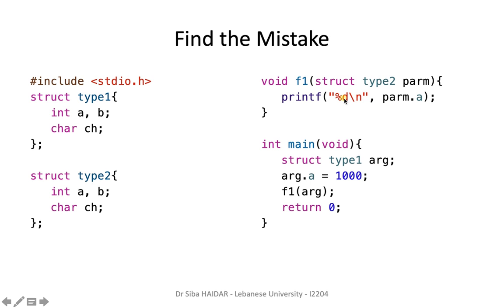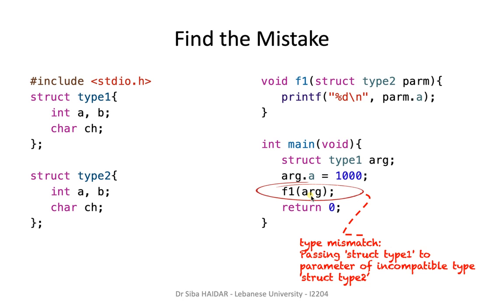What is struct type 2? Struct type 2 is the same thing as struct type 1. It has the same fields in the same order, the same names, the same types. However, this is not the same type for the compiler. The compiler does not understand that they are the same. So here is the mistake. The type will mismatch: passing structure type 1 to a parameter of incompatible type struct type 2.